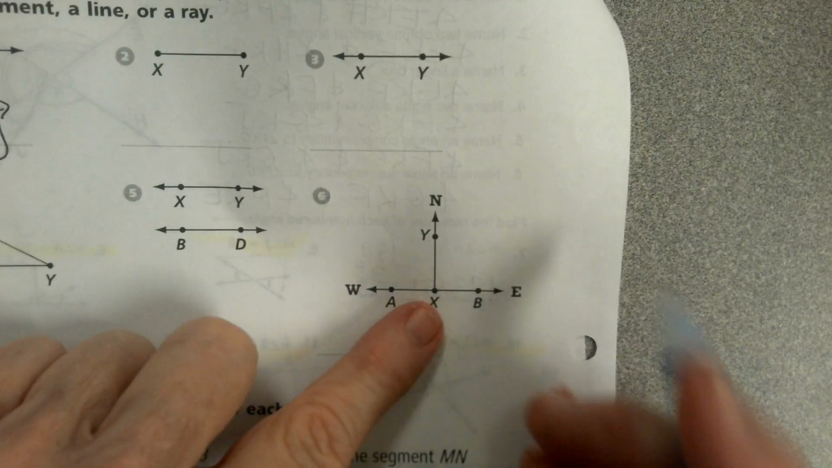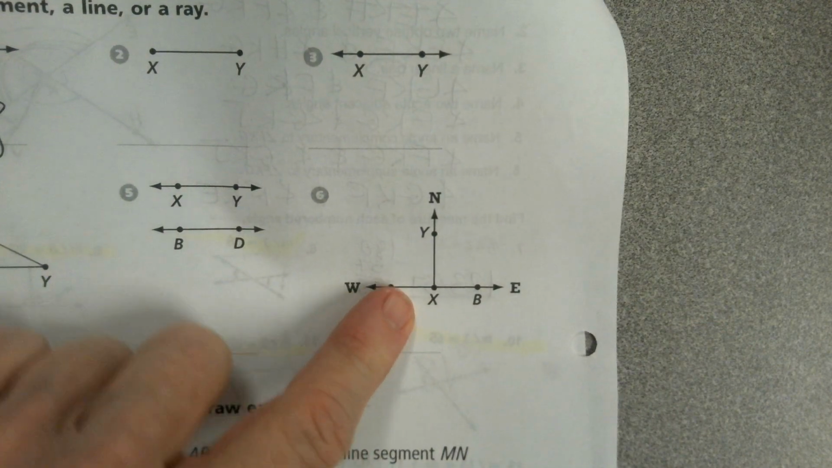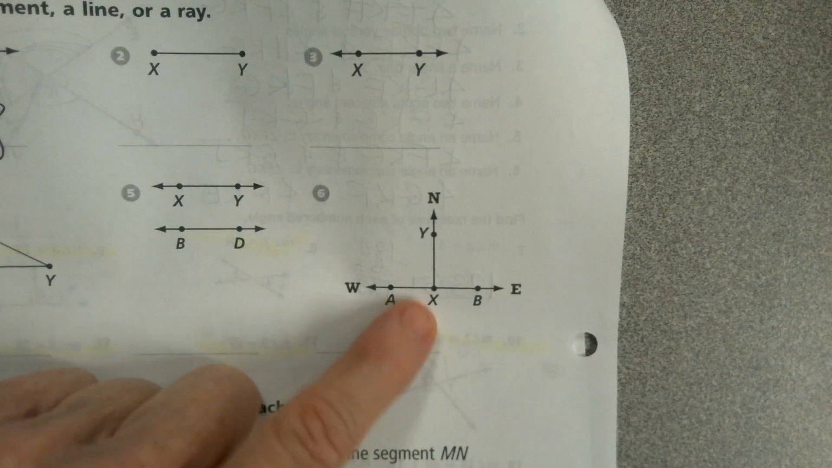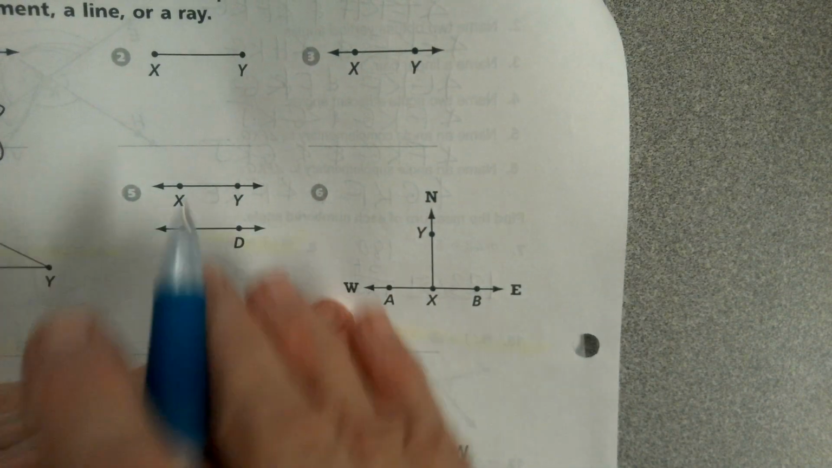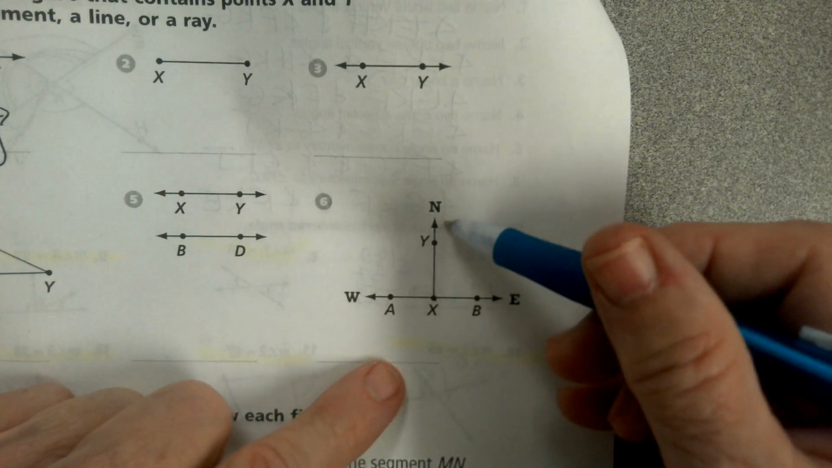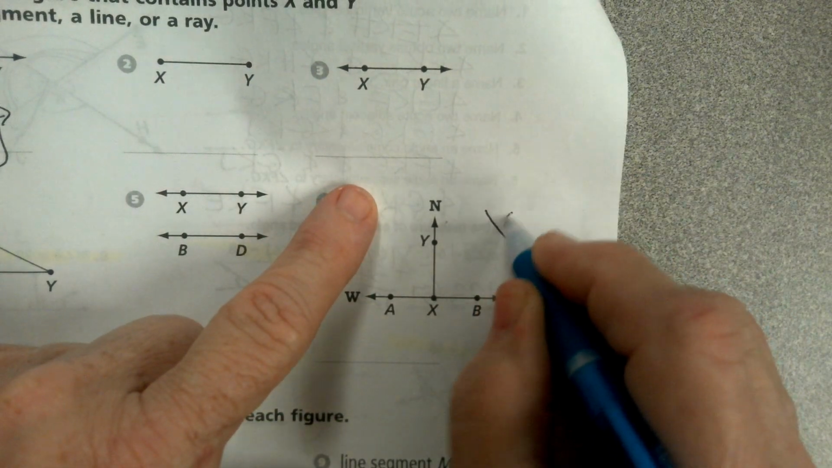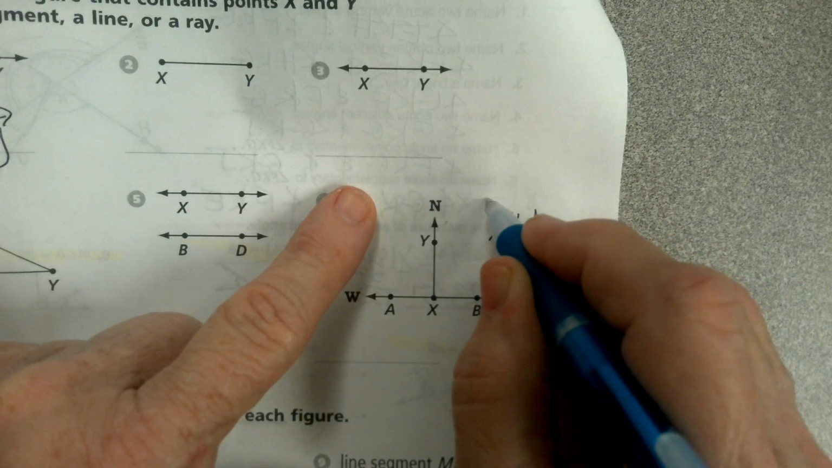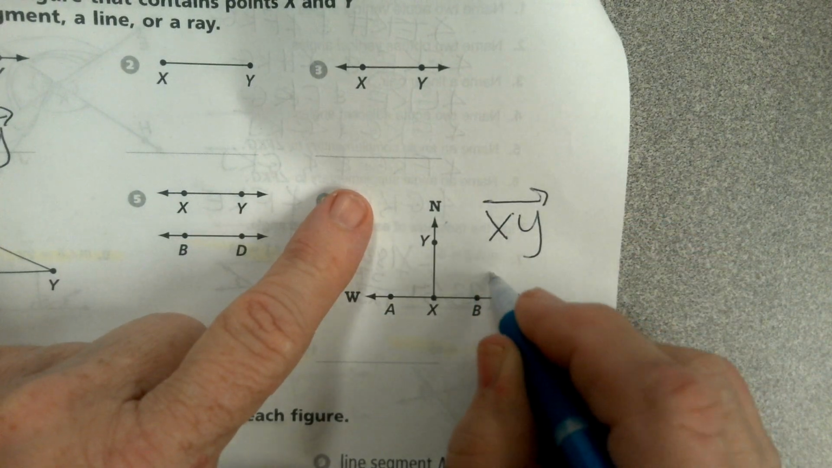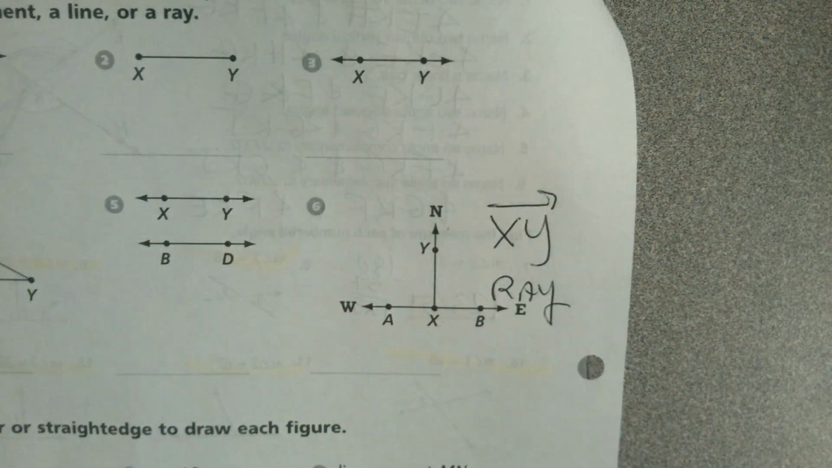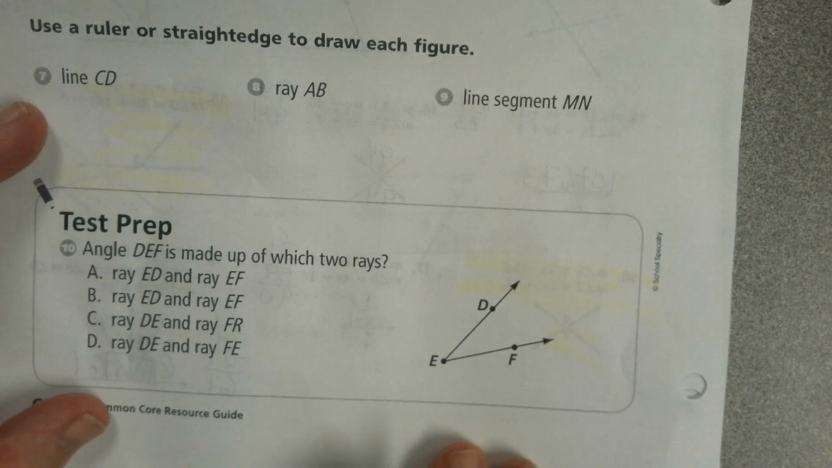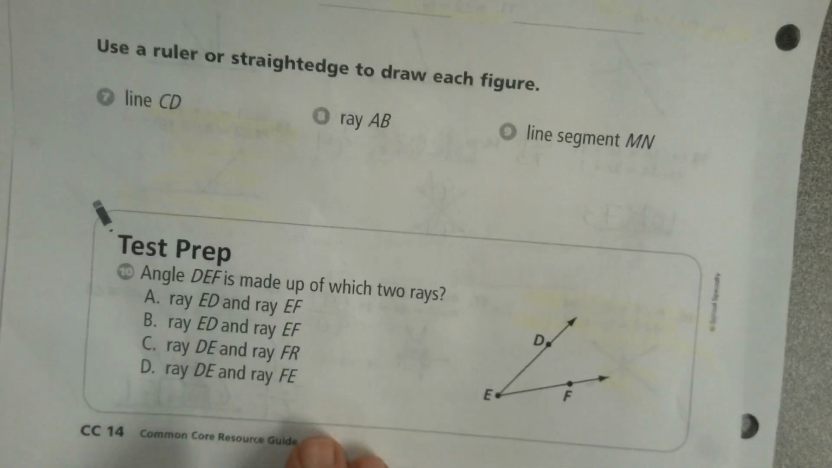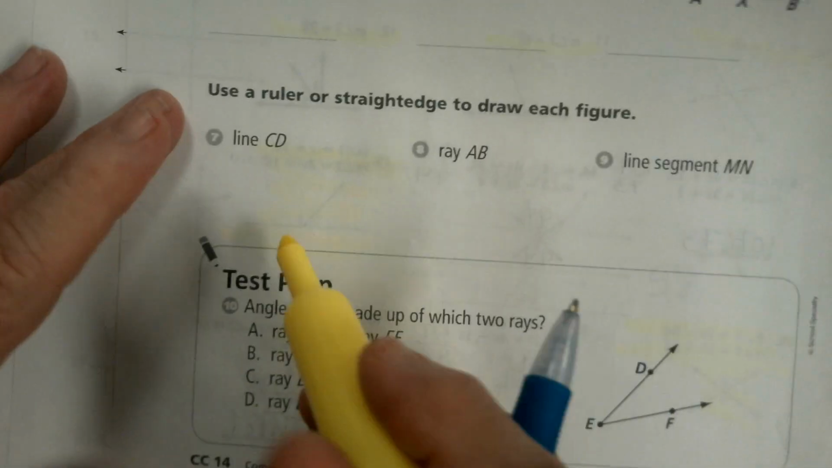All right, so look at this one. What is this one here? The X and the Y. It is a ray. So they're not looking at the whole thing. You're just locating the X and Y. How would you write that? XY, and then X, yeah. And so that one is a ray. All right, use a ruler and draw what they're asking you. This one should be easy, so you're going all the way down to test prep.